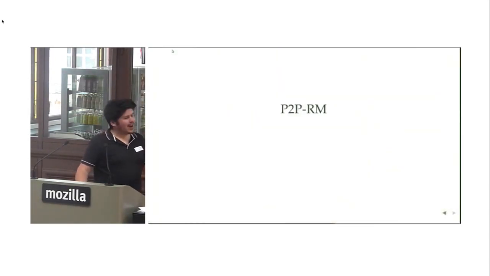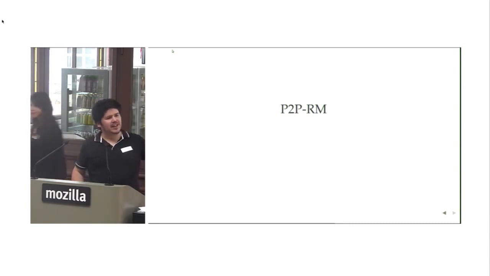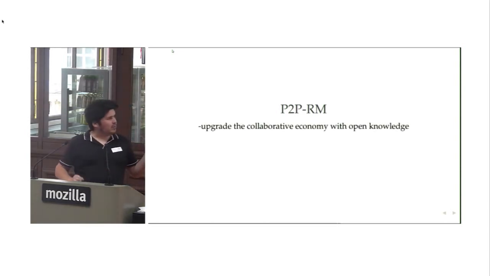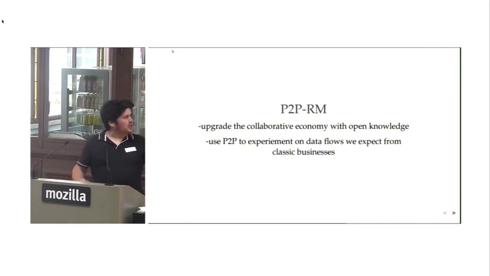So what I am trying to do is to explore peer-to-peer as an opportunity to break the status quo. We could take advantage of the collaborative economy, an upgraded version of the collaborative economy, upgraded with open knowledge and linked open data, and use those peer-to-peer experiments on data flows, on transactions and resource mapping, to already, in our peers' relationship, in our peers' transaction, use what we expect from businesses.